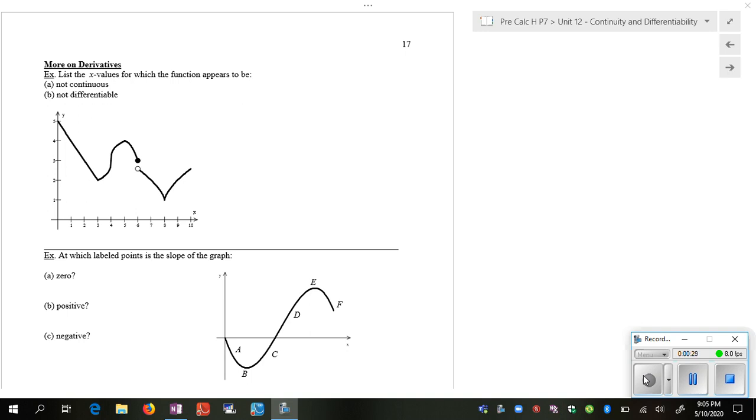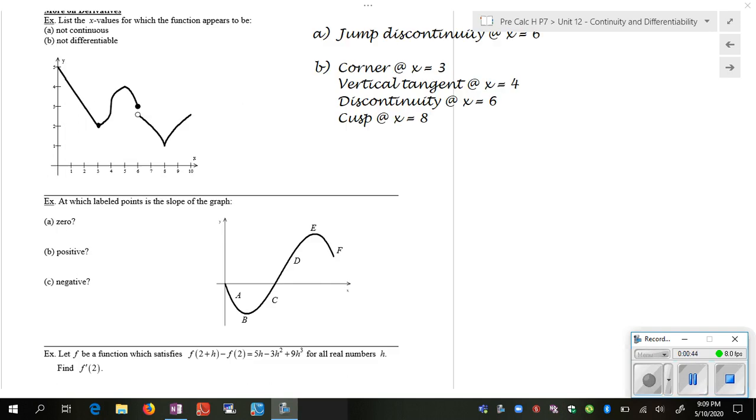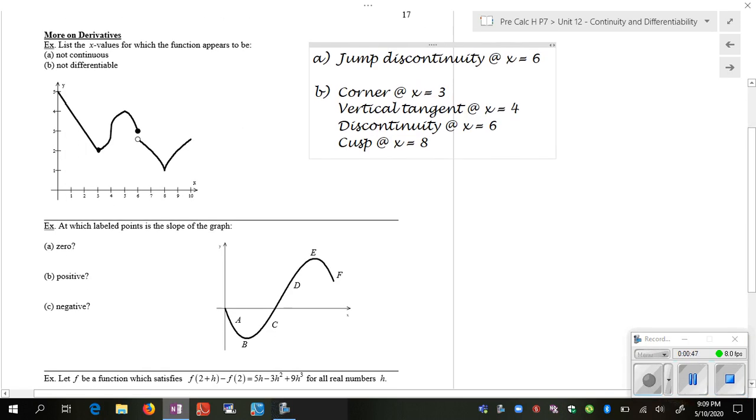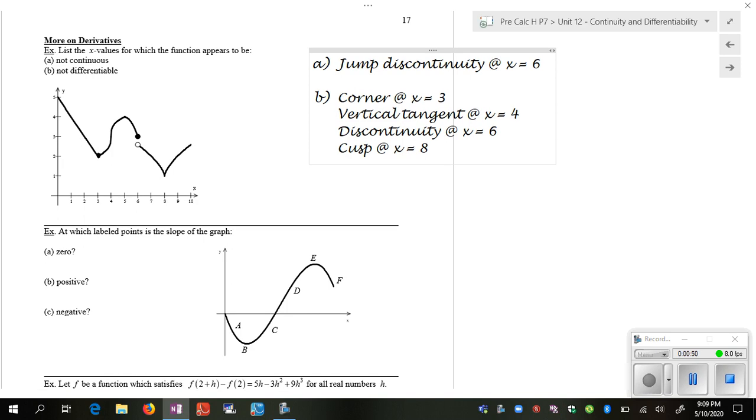So you can see here, the first example is to list all the spots where the function is not continuous and not differentiable. So if you want to go ahead and pause the video, I'm going to put those answers up in a second. Okay, so we have one discontinuity here at x equals 6, a corner at x equals 3, and a vertical tangent at x equals 4. A discontinuity still needs to be mentioned, because if the function's not continuous at a point, the function will also not be differentiable, so the discontinuity is falling into both categories. And then a cusp at 8.